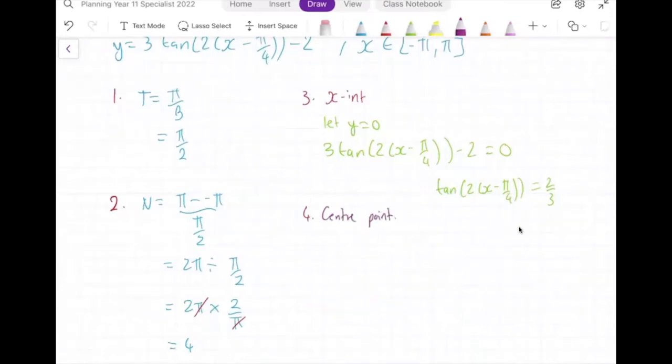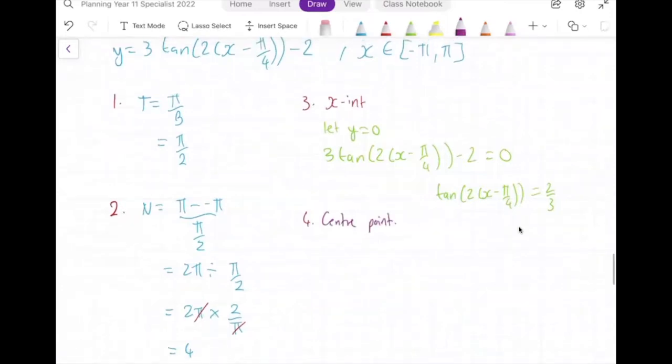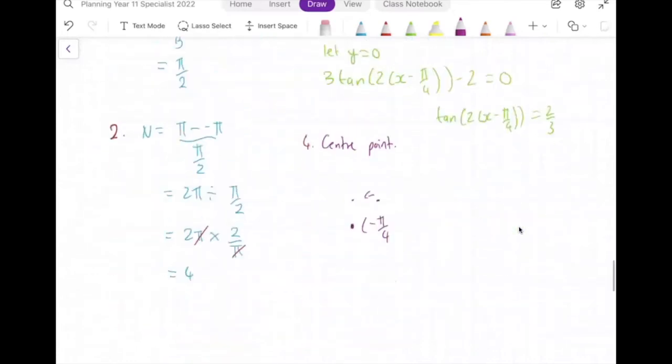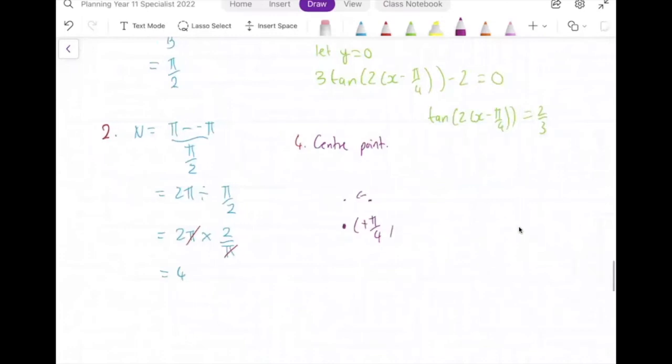And I'm going to figure this out using transformations. If it's normally 0, 0, and I've shifted by negative pi on 4. So it normally starts at 0, 0. I've now moved back pi on 4, and I've gone down by 2, which means this center point here is going to be negative pi. Oh, sorry, it is negative. So in this case, it's going to be plus. It's my bad. It's going to be plus pi on 4, comma, minus 2.